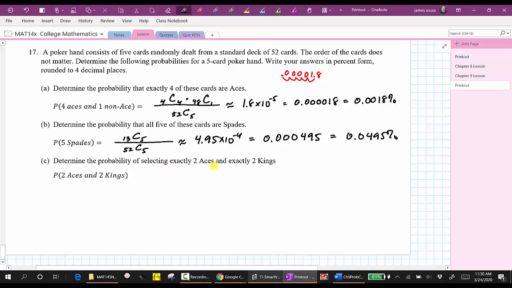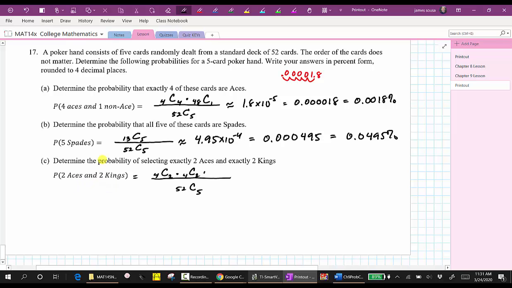For part C, determine the probability of selecting exactly 2 aces and exactly 2 kings, which means the 5th card cannot be an ace and cannot be a king. Beginning with the denominator, we have 52 choose 5 because we have a 5-card hand. The number of ways of selecting 2 aces would be 4 choose 2 because there are 4 aces in the deck, times the number of ways of selecting 2 kings from 4 kings, that'd be 4 choose 2, times the 5th card, which cannot be an ace and also cannot be a king.